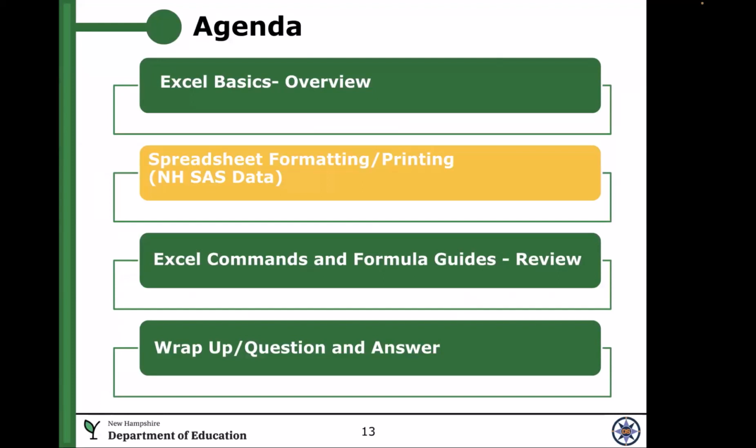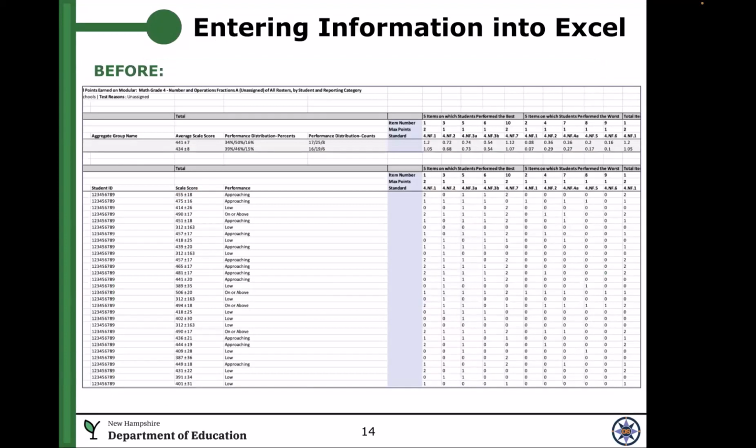So the next thing I want to talk about is being able to do any sort of formatting or printing or anything in Excel. So here's what we have for some data within the New Hampshire SAS portal. This just happens to be modular data. And when we download it, it looks exactly like this. This can be super helpful, but this can also be overwhelming to see all of this information and to weed through it.